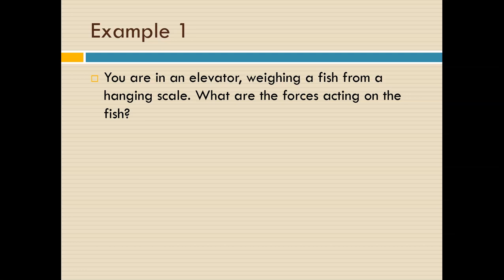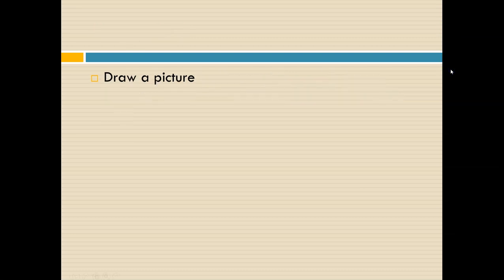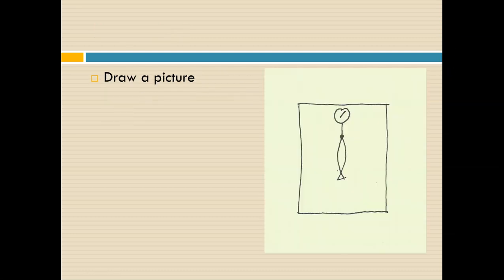Okay? I am looking at your diagrams, and most of you got a pretty good idea of what's going on. So let me show you what I did. First thing, of course, is we're going to draw a picture. So here's my picture of a fish hanging on a scale in an elevator. Okay. Then the next thing I'm going to do is I have to identify the object of interest. What's the object of interest? The fish. So let's isolate the fish.